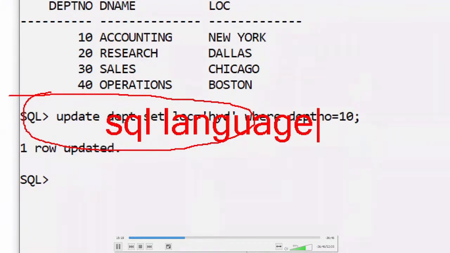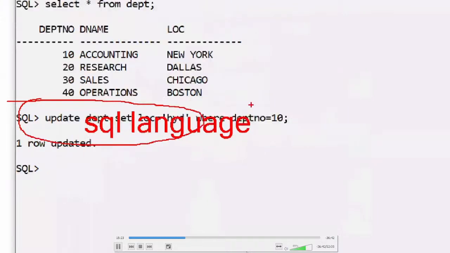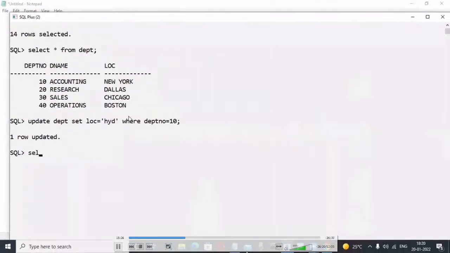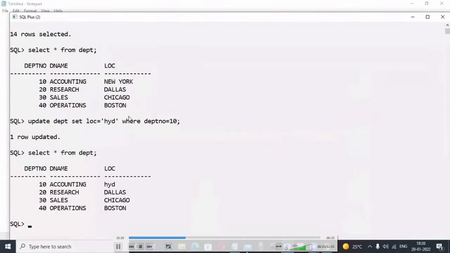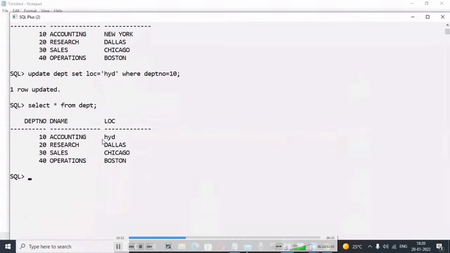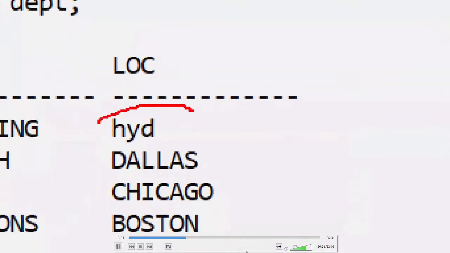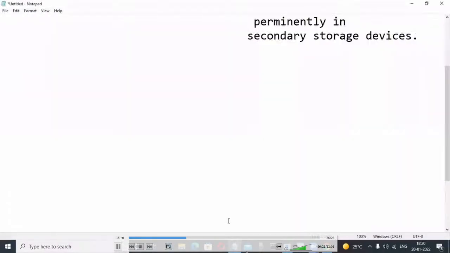Now observe here. Once we write this type of coding, called the SQL language, it is automatically reflected in your database. Observe here, your database. In the previous case New York was there, but in this case Hyderabad is the location, or not? Yes. That's why always observe here.